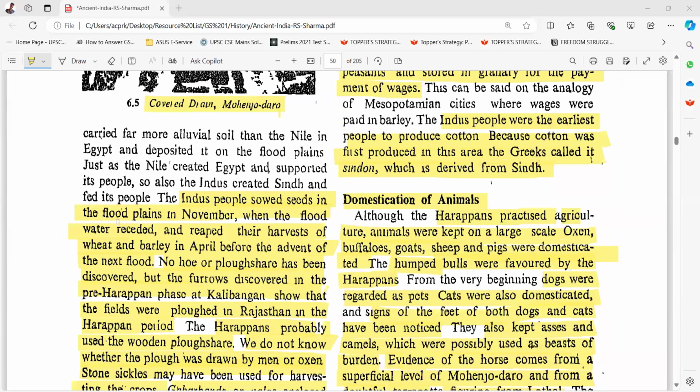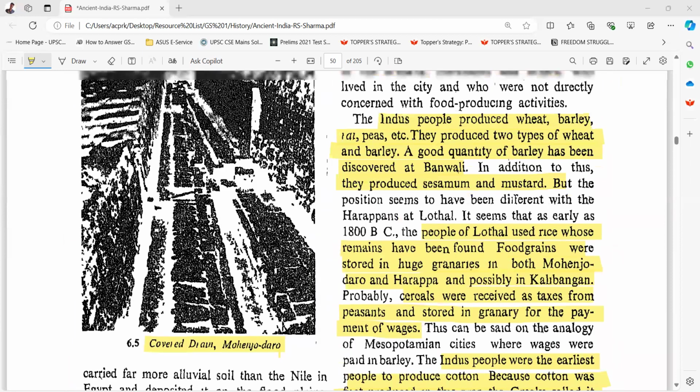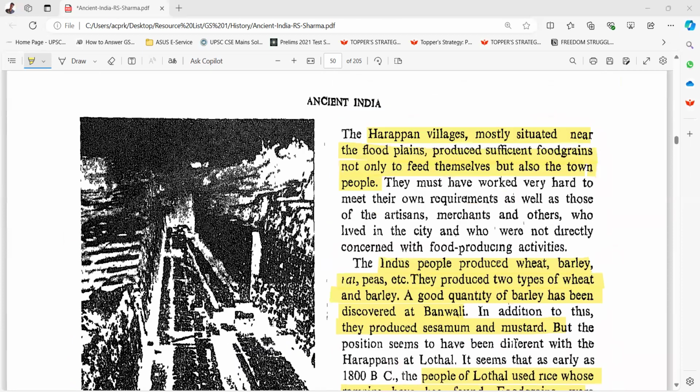The Indus carried far more alluvial soil than the Nile in Egypt and deposited it on the floodplains, just as the Nile created Egypt and supported its people. So also the Indus created Sindh and fed its people. Figure 6.5 shows the covered drain at Mohenjo-daro.